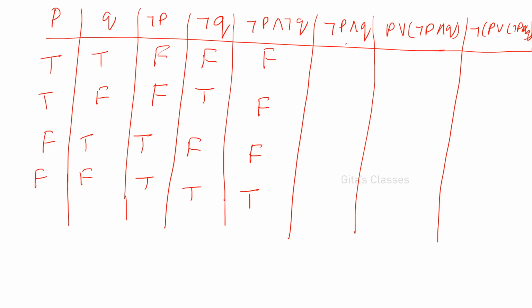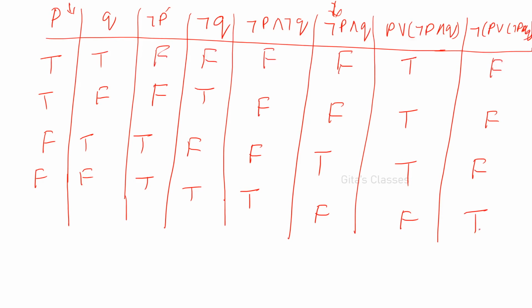What about not P and Q? Not P and Q, these two, and between these two. So this is F, F, T, F. And P or (not P and Q): so or between this column and this column, P or (not P and Q). So or between these two: T, T, then T, F. Now the negation of this column, that is F, F, F and T.